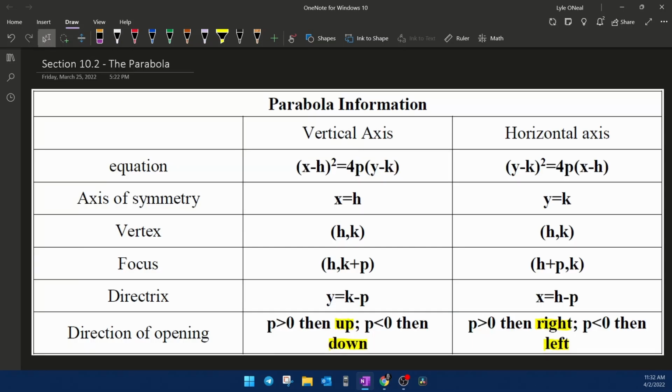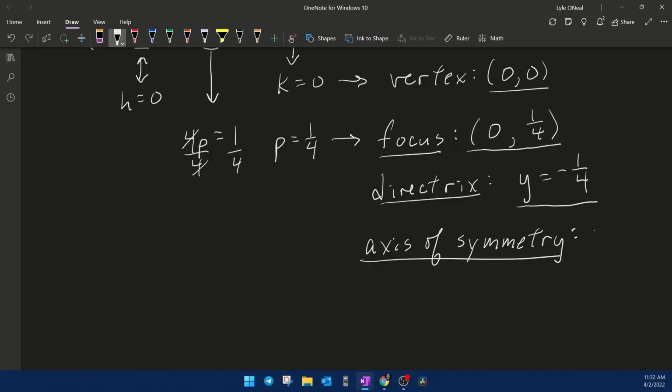Next, finding the axis of symmetry in our case would be x equals h, and in our problem h was 0, so the axis of symmetry is going to be the equation x equals 0, which, I don't know if you realize this, is the y-axis. And one other piece of information that we could find here is whether the parabola opens up or down. That depends on whether p is less than 0 or greater than 0. So if p is positive, that means that the parabola opens up.